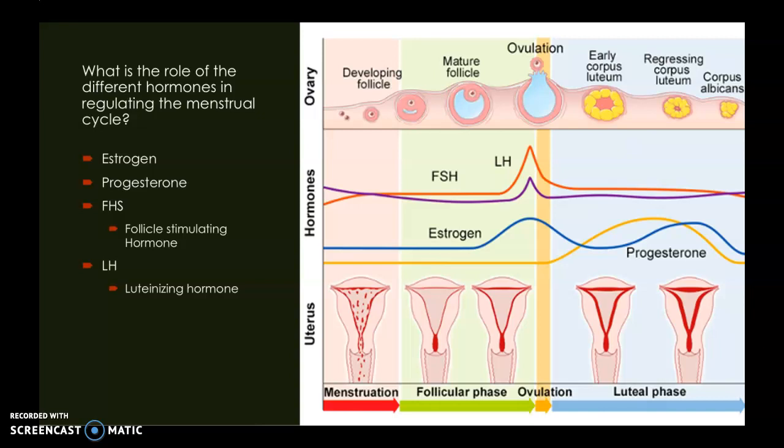And each of these follicles contains an egg, and later in the phase, the follicle stimulating hormone level decreases, and there's only one of these follicles that continues to develop. And this one follicle produces estrogen.